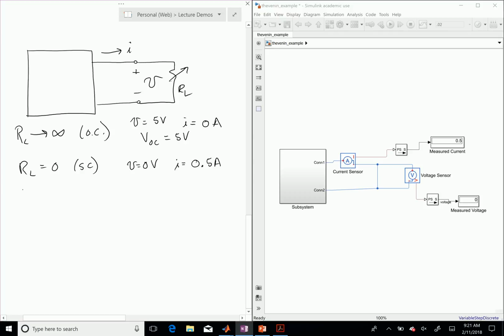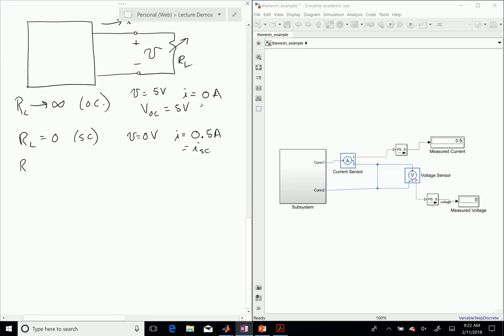Now I'm going to try a bunch of other resistances. This is my two boundaries. This is our I short circuit current, the maximum current I can ever get out. And up here I had the minimum current I can ever get out. Now I want to try all the resistances in between, to trace out the IV characteristic of this thing. So I'm going to try RL equal to 30 ohms, RL equal to 20 ohms, RL equal to 10 ohms, RL equal to 5 ohms, and then RL equal to 2 ohms. A bunch of different resistance values.